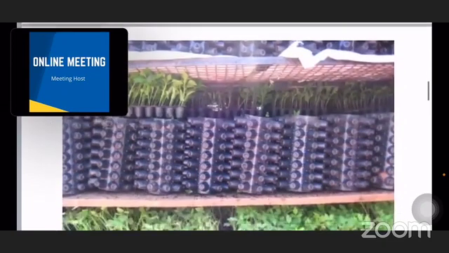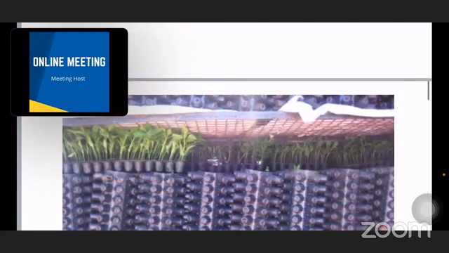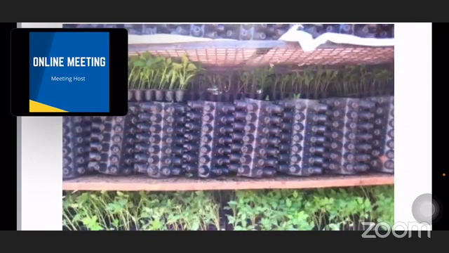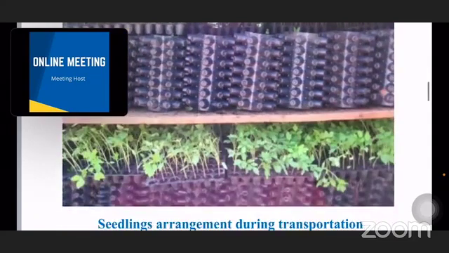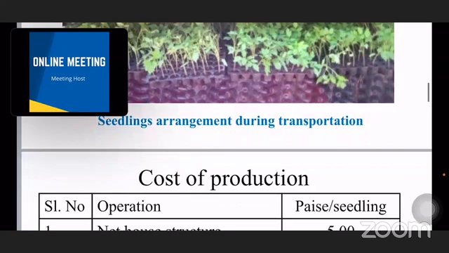This is the photograph of how we have to place the trays during transportation without damage. See how they are placed during transportation, one above the other, not one beside the other. We have to pack and transport the seedlings from one place to another. Because of this, we can transport the seedlings without damage.